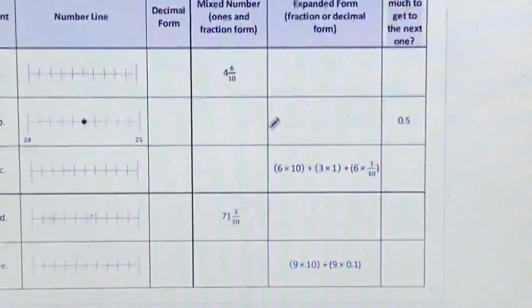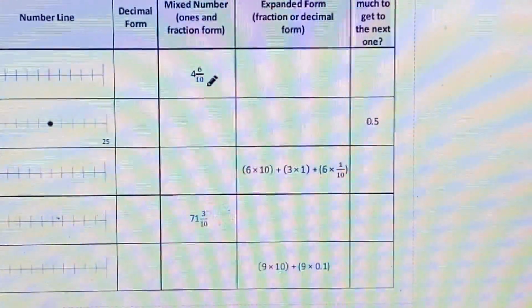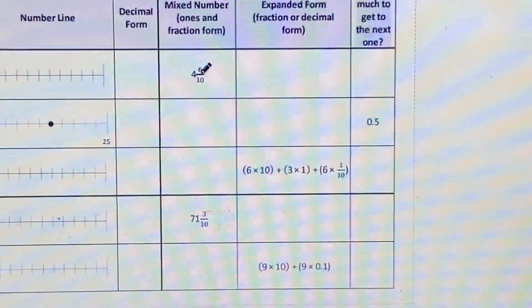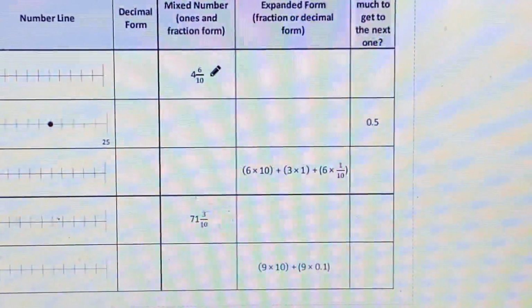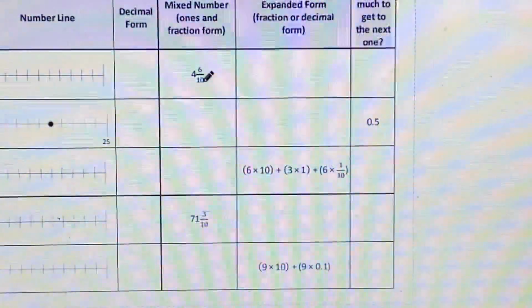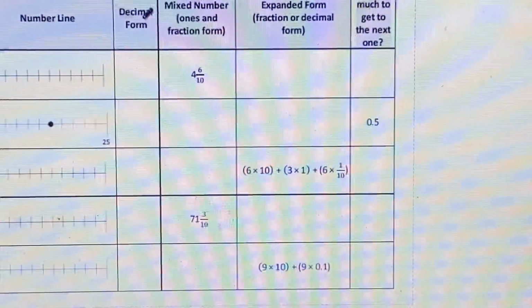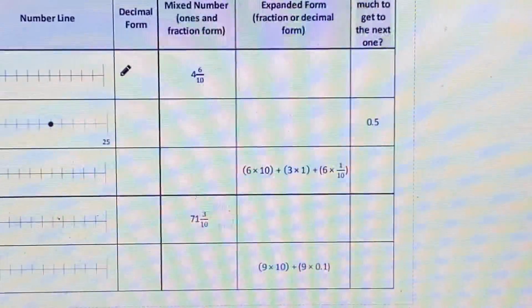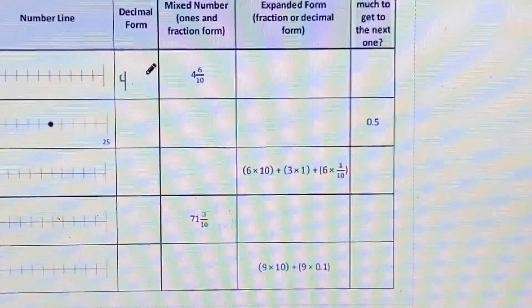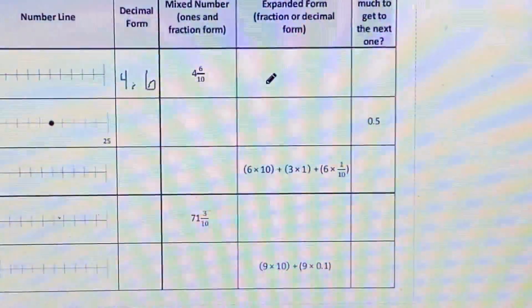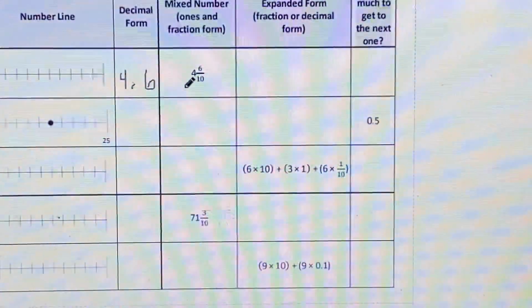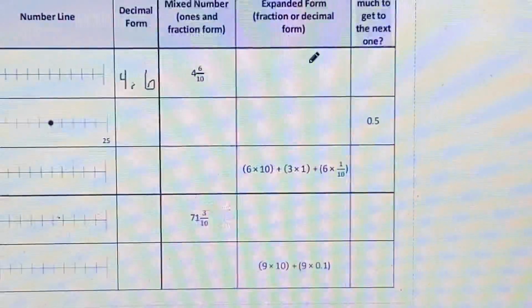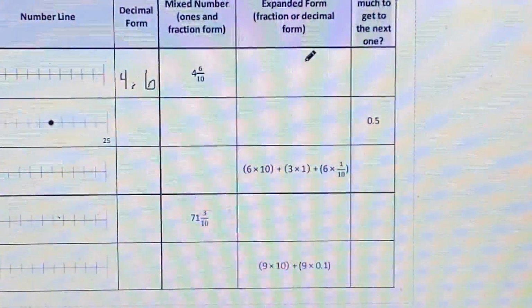All right, now here's what I'm going to do. I'm looking at 4 6/10. I'm really good at looking at a fraction and just remembering how it looks as a decimal. So that's what I'm going to do first. I'm going to go back to the section where it says decimal form and write 4.6 in that box. Okay, cool. I think I remember, just based on this mixed number, I can utilize that for this expanded form. That's exactly what I'm going to do.